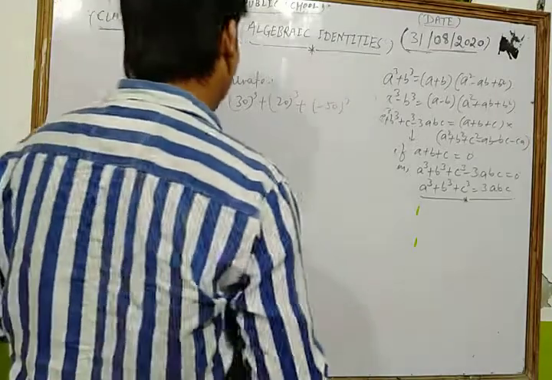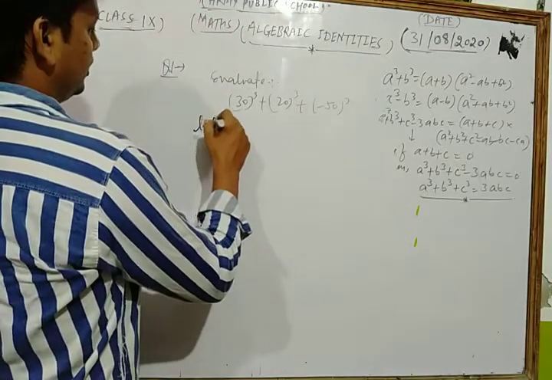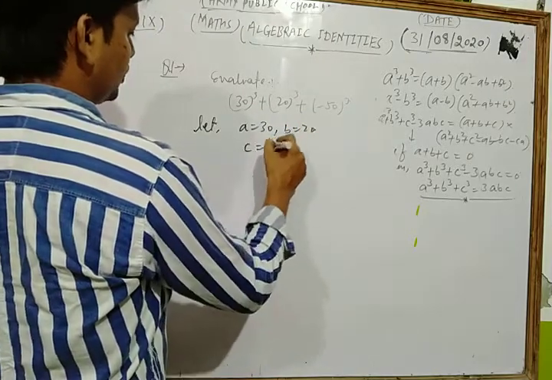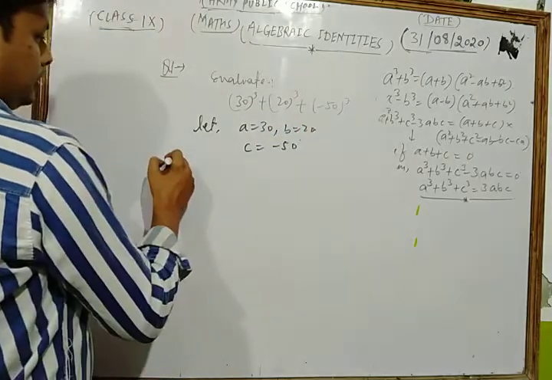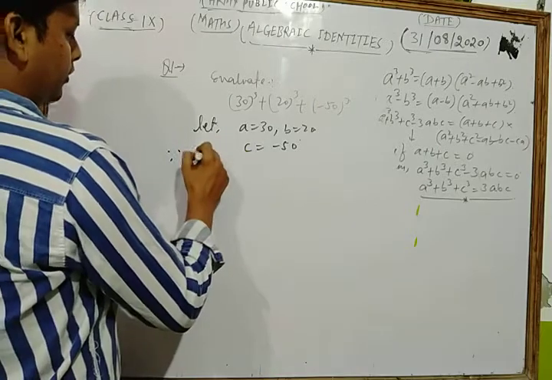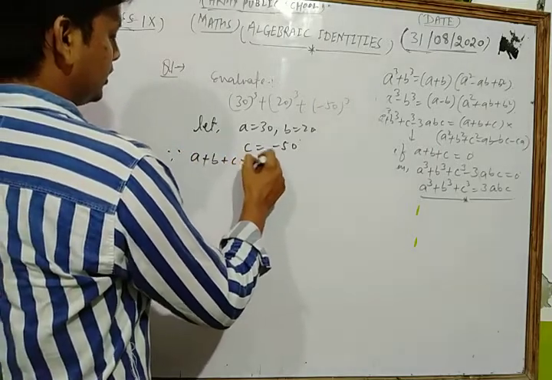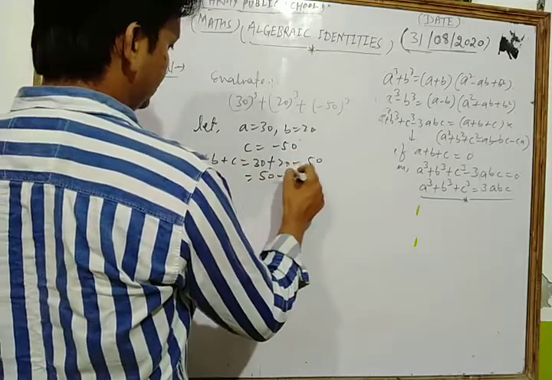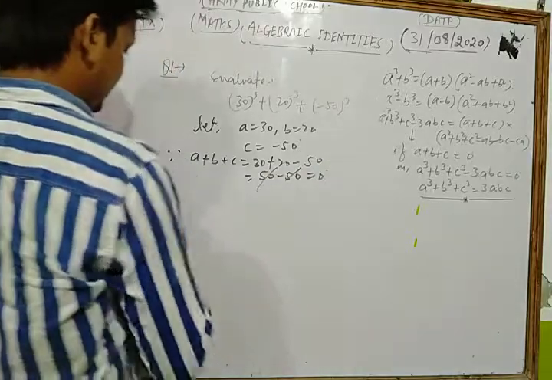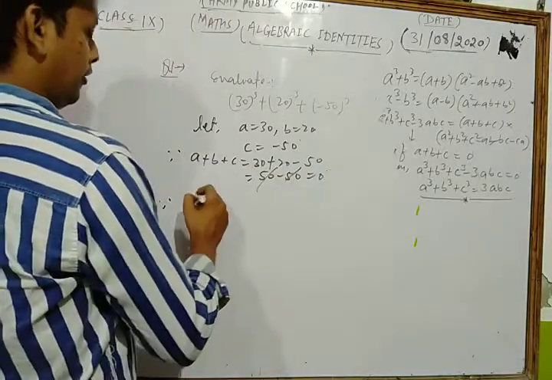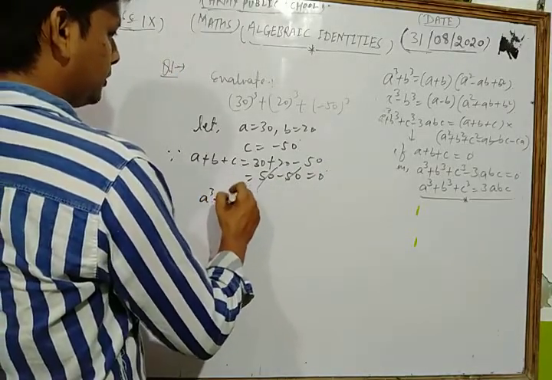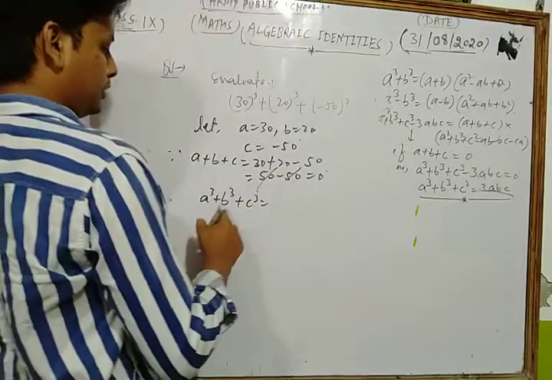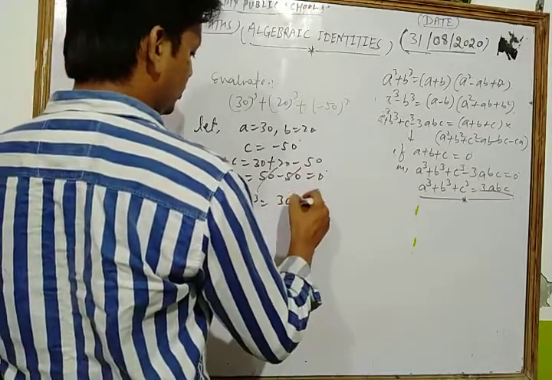Dear student, first of all, let a equal 30, b equal 20, and c equal minus 50. First we find a plus b plus c. This is 30 plus 20 minus 50, which is 50 minus 50, so we get 0. Since a plus b plus c is 0, the value of a cube plus b cube plus c cube is equal to 3abc.